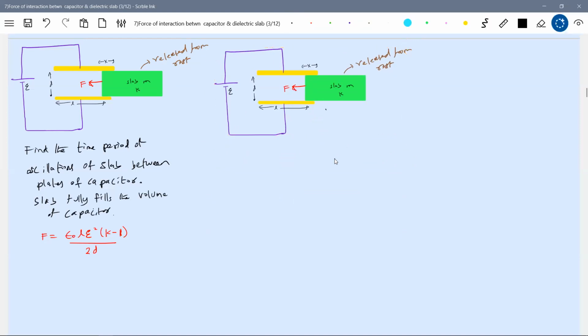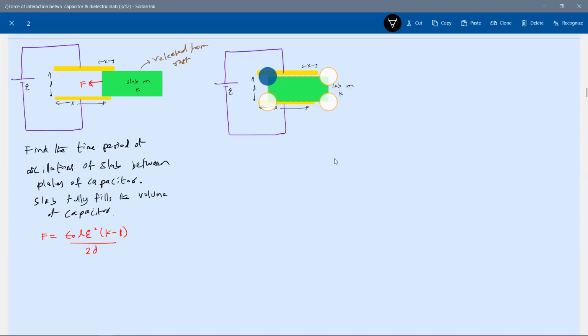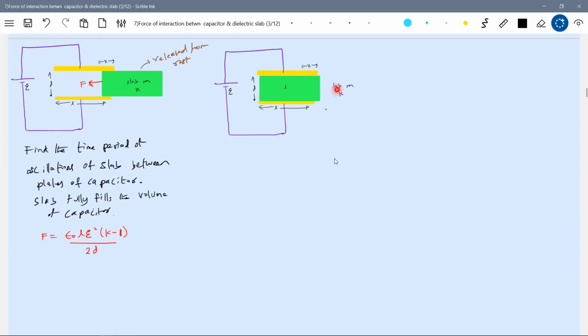In the next position, the slab will come to this position. It will have maximum kinetic energy. Am I right? And there won't be any force, because it will accelerate, no? It was at t equals 0 that we started here, and this will be t equal to T by 4.